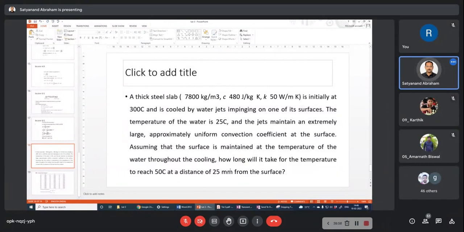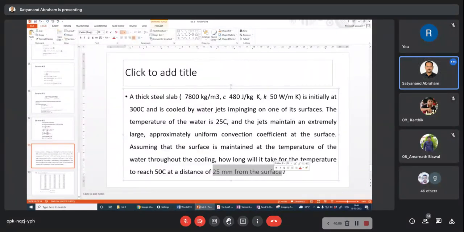The question is: how long will it take for the temperature to reach 50 degrees Celsius at a distance of 25 from the surface? How long will it take for the temperature to reach 50 degrees Celsius at a distance of 25 from the surface?